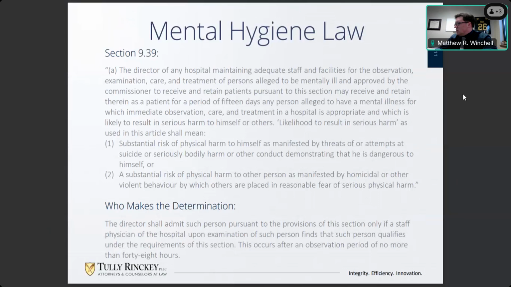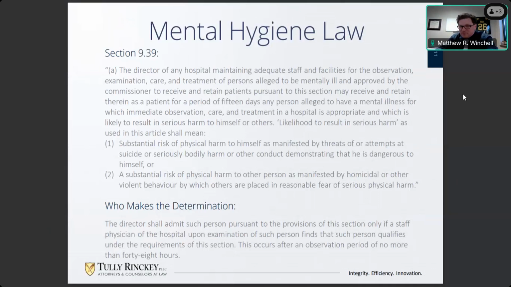Likelihood to result in serious harm, as used in this article and as used in the red flag laws, shall mean a substantial risk of physical harm to himself as manifested by threats of or attempts at suicide or serious bodily harm, or other conduct demonstrating that he is dangerous to himself or others, or a substantial risk of physical harm to other persons as manifested by homicidal or other violent behavior, by which others are placed in reasonable fear of serious physical harm. So that's what the mental health law says on finding somebody a threat to themselves or others.